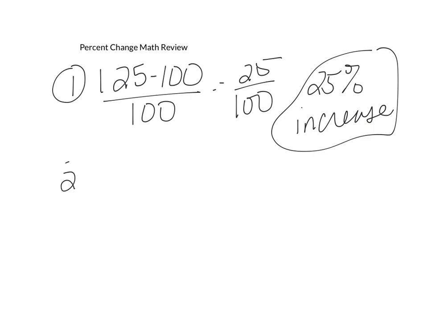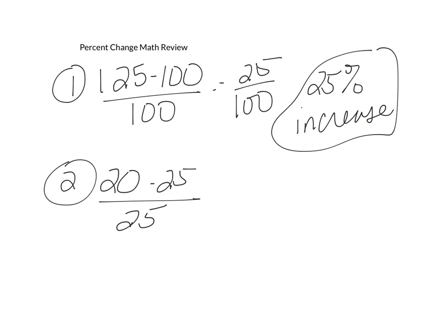Number 2, from 25 hours to 20 hours. So this was a decrease. So it's 20 minus 25 over our starting number of 25. And we're going to end up with a negative 5 over 25.